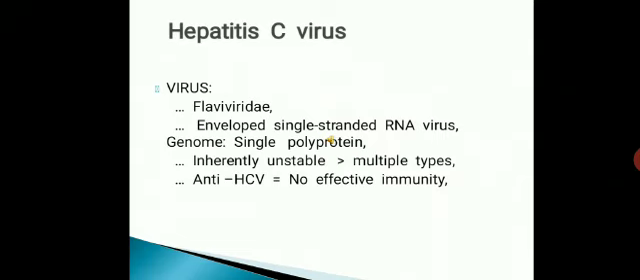This virus is of family Flaviviridae. It is an enveloped single-stranded RNA virus. Its genome is a single polypeptide. Its genome is unstable, so multiple types of virus can be seen. Due to this instability of its genome, a vaccine for this virus is difficult to produce because it converts into multiple types of virus. Its antibody, anti-HCV, does not provide effective immunity because of its multiple forms.